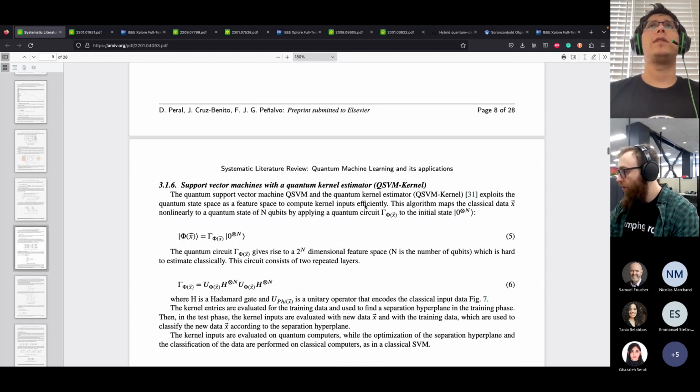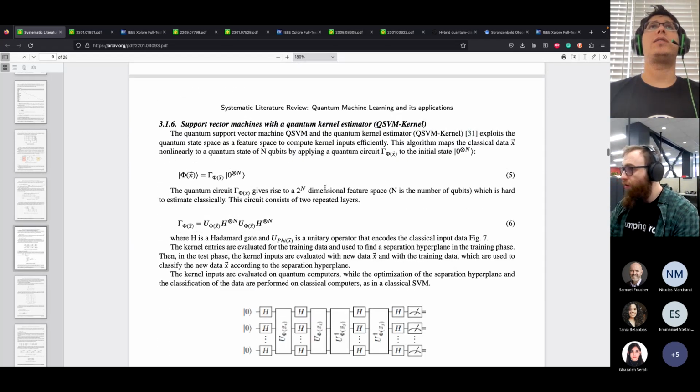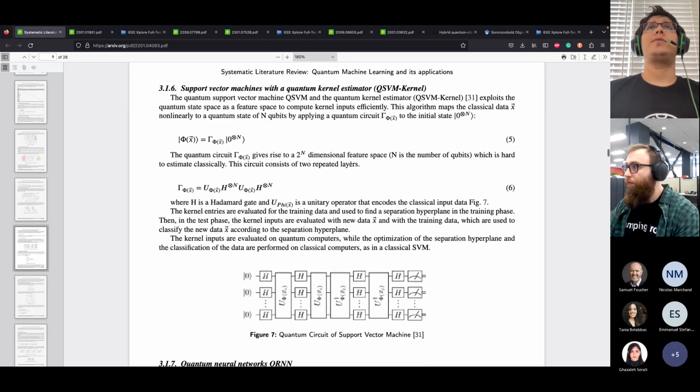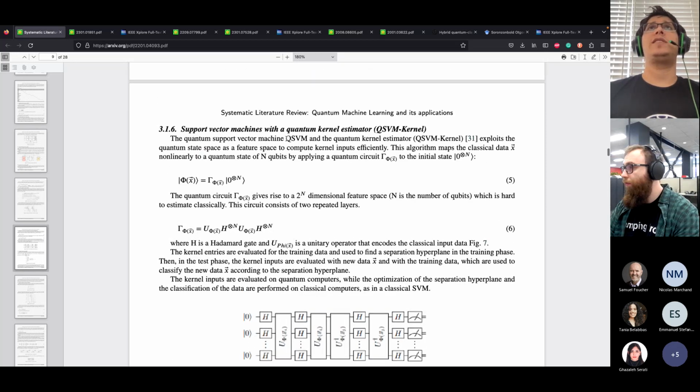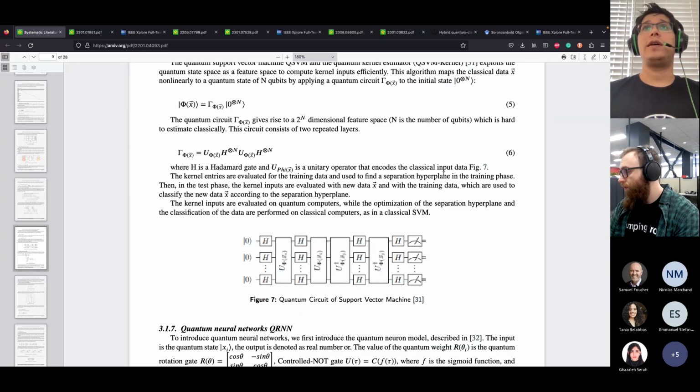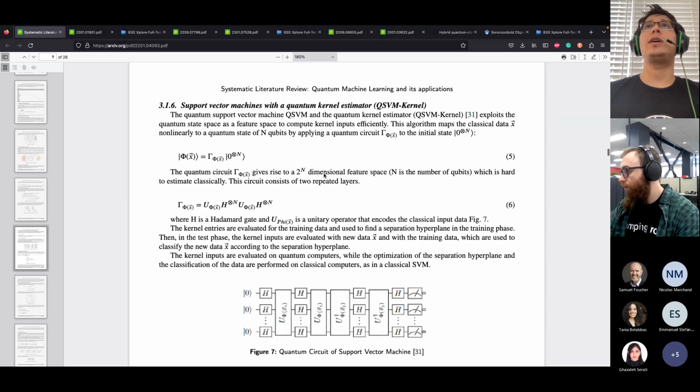Okay, this is another one. Look, this is support vector machines with quantum kernel estimator. Again, this quantum SVM probably requires perfect quantum computers, but this quantum kernel estimator can be run on classical and on today's quantum computers. You have pretty achievable circuits that you can run. This is another thing we can look at.